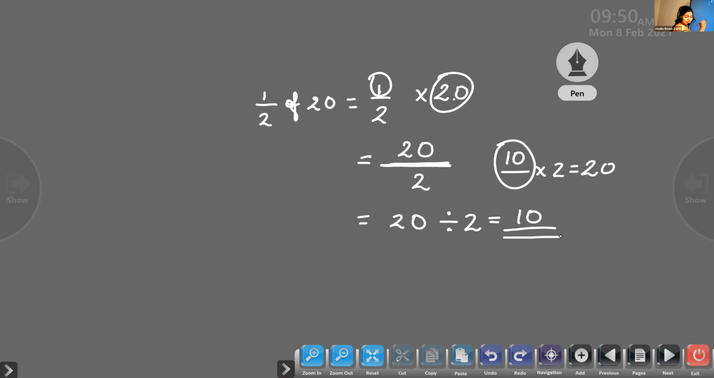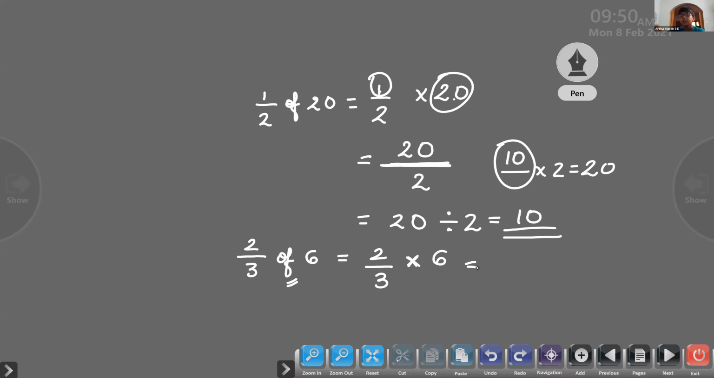The same way, how you will do? 2 by 3 of 6. What do you want to do first? Replace of by into. In the middle we should write into. First you have to replace this of by into. 2 by 3 into 6.